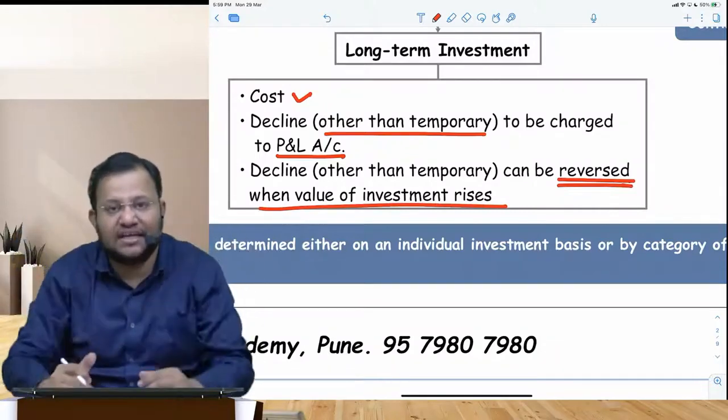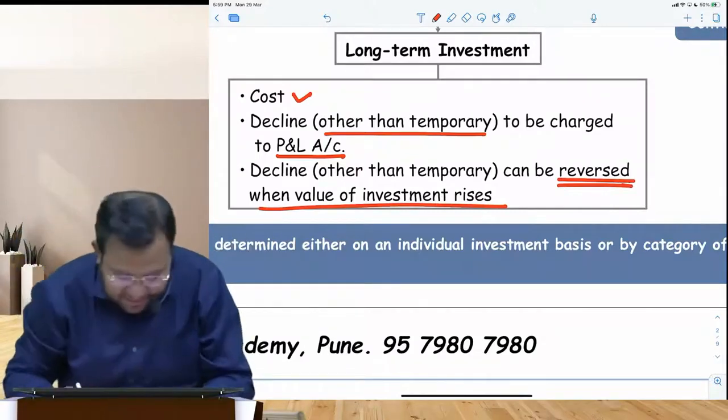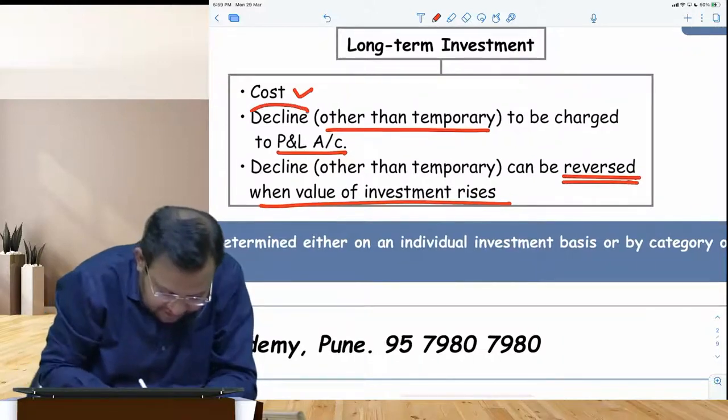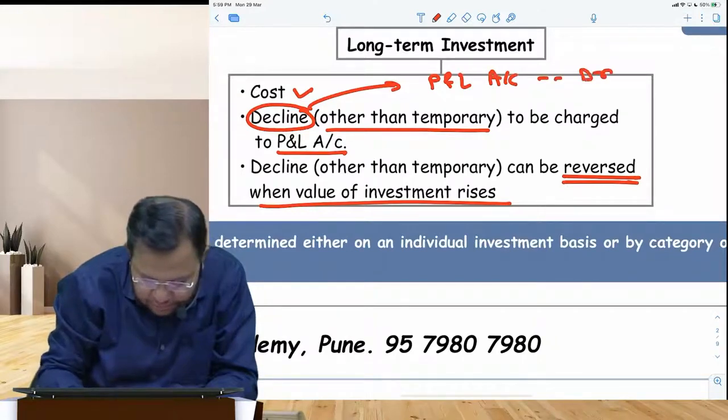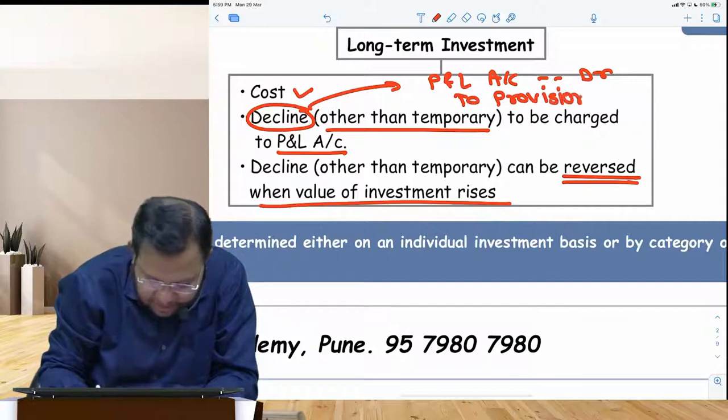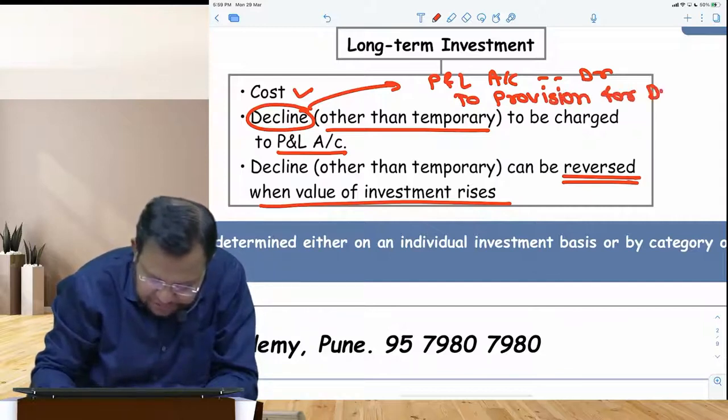Normally, when there is a decline, we do not credit the investment account. We pass an entry for the decline as under. Entry is P&L account debit, to provision for diminution in the value of investment. Provision for diminution, decrease.